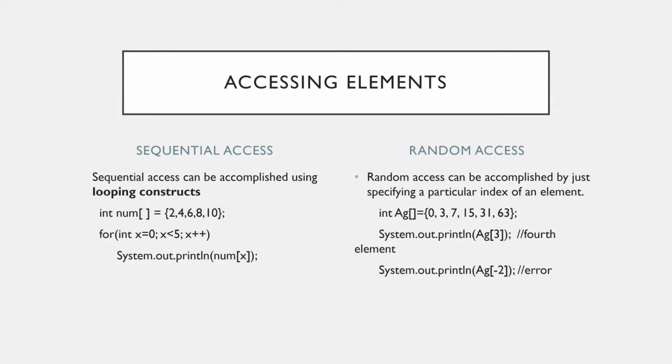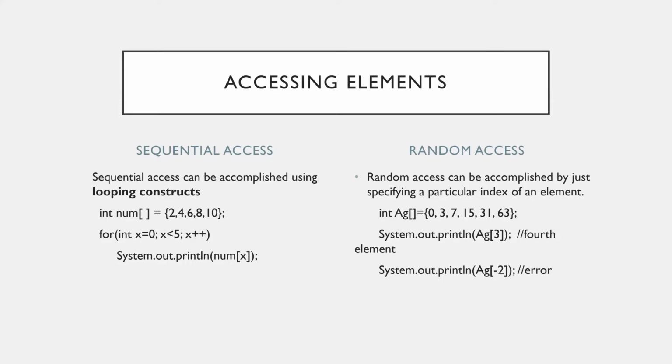Accessing elements. So there are two ways of accessing elements. One is sequential access and one is random access. Sequential access is similar to how we sequentially input the data from the user. Yes, sequential access can be accomplished using looping constructs like for loop, do while loop, while loop. Here we have declared the array. We have also initialized it. Now we are using a for loop and printing num[x], x being the index position of the array, which starts from 0 and ends at 5 minus 1.